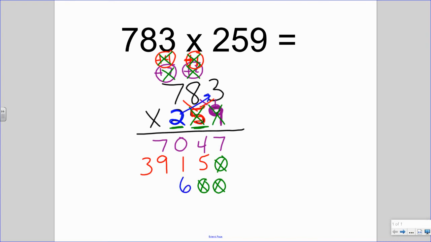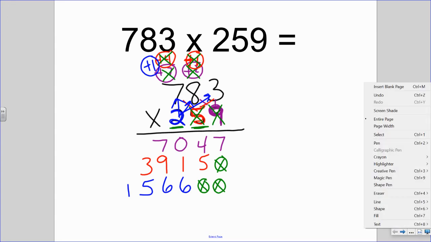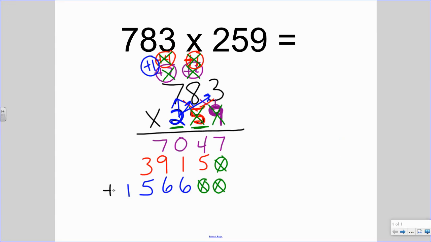2 times 3 is 6. 2 times 8 is 16. I need to carry the 1. I can't really fit it very well. 2 times 7 is 14, plus 1 is 15. Again, I'm going to leave the commas totally off until I'm completely done adding the three parts of my answer together. 783 times 9, 783 times 50, 783 times 200.